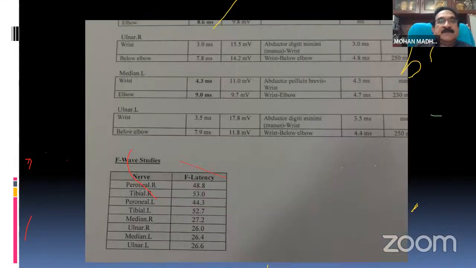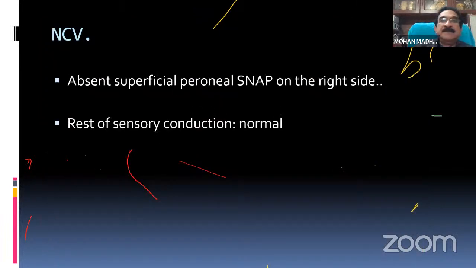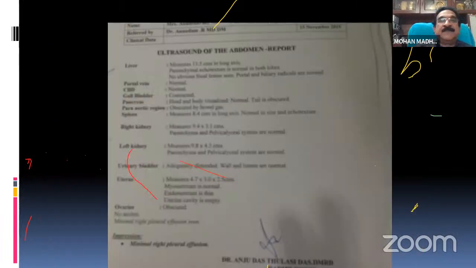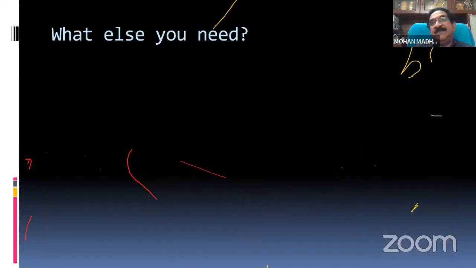Okay, so this is the conduction study. Upper limb conduction is normal. In sensory conduction, the only thing not elicitable is the right supraorbital. All other sensory potentials are normal, telling you that there is no neuropathy in this patient. The patient's predominant involvement was posterior. Conduction normal. Upper abdomen normal. In the profile, SSA was positive. What else do you need?